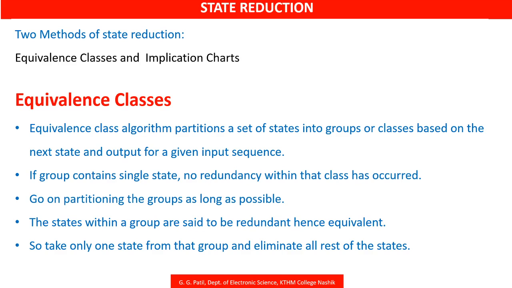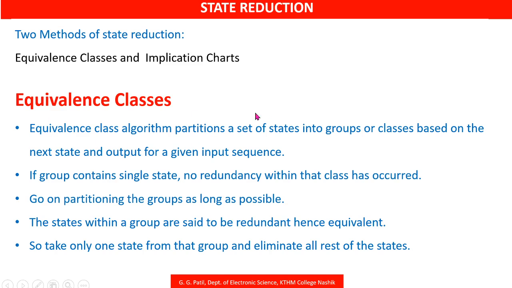Okay, the state reduction now. There are two methods of state reduction. The first is the equivalence classes method, and the second is the implication chart method. In this video, we study only the equivalence classes method of state reduction, and one example of it will be taken here. So let us go through it.